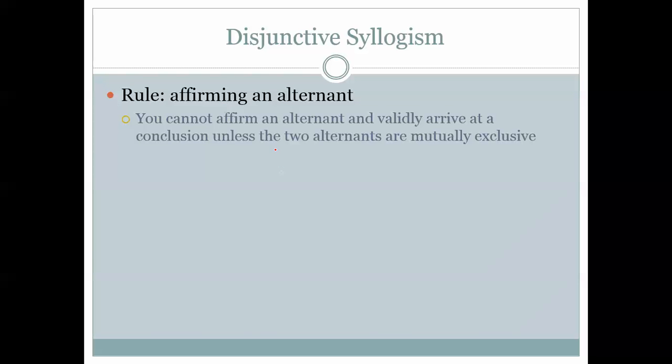Therefore, the only rule we have for disjunctive syllogisms is that of affirming an alternate. Alternates are the two options you're given, A or B, and you can't say A or B, affirm one alternate, say yes to one of them, and then get any conclusion out of that.